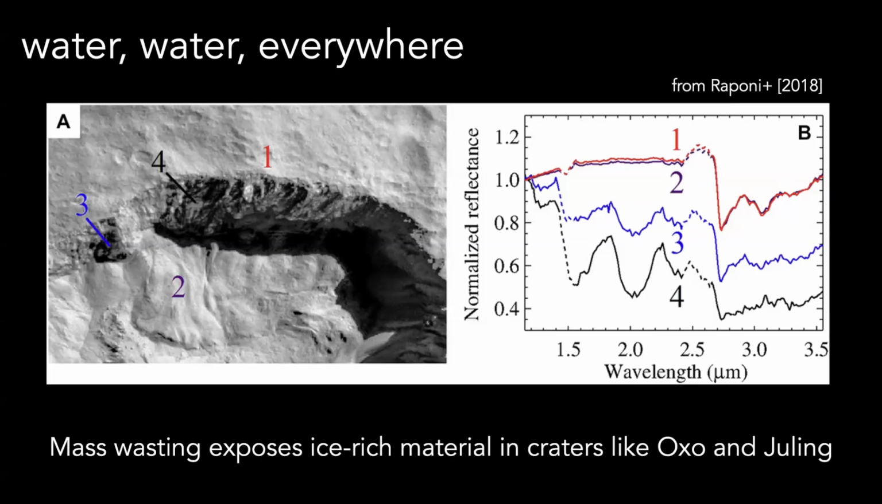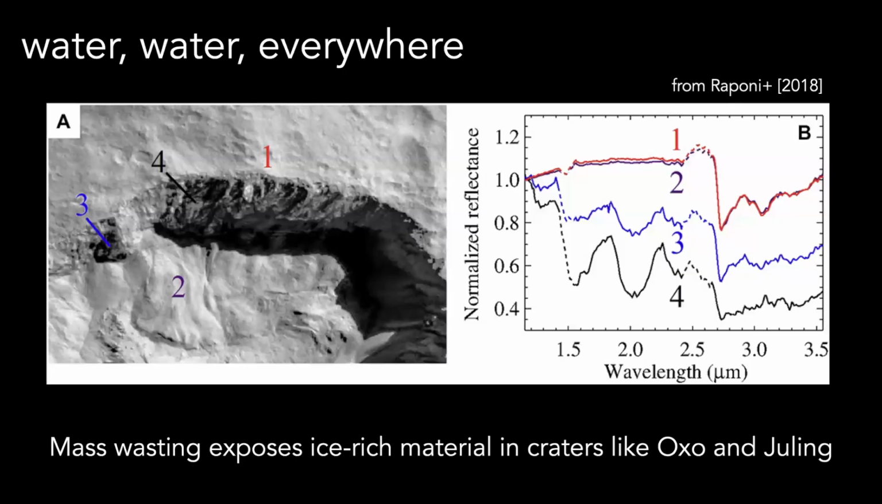So Dawn observed this at two mid-latitude craters, Oxo and Juling. The image on the left here is an image of Juling crater. And we can see on the crater interior these landslide deposits, and VIR observations of the crater wall above this landslide show clear water ice absorption features. So we know that ice is playing an active role in shaping the surface, and we know that these mass wasting events are exposing water ice and depositing that ice-rich crustal material onto crater floors.